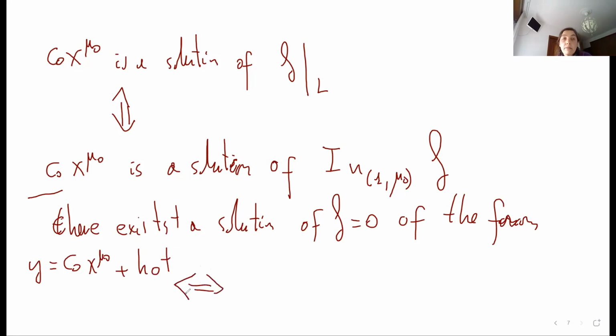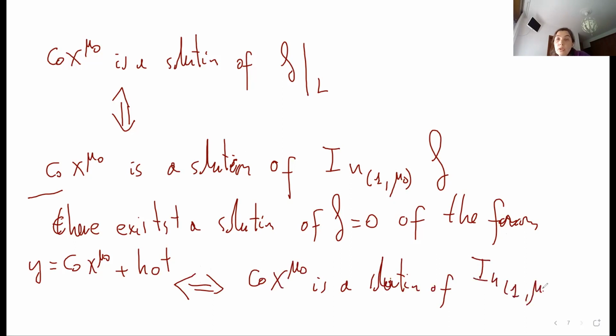if and only if c0 x to the mu0 is a solution of the (1, mu0) initial part of f. This would be Newton's lemma, and this is the key lemma to construct Newton's method.